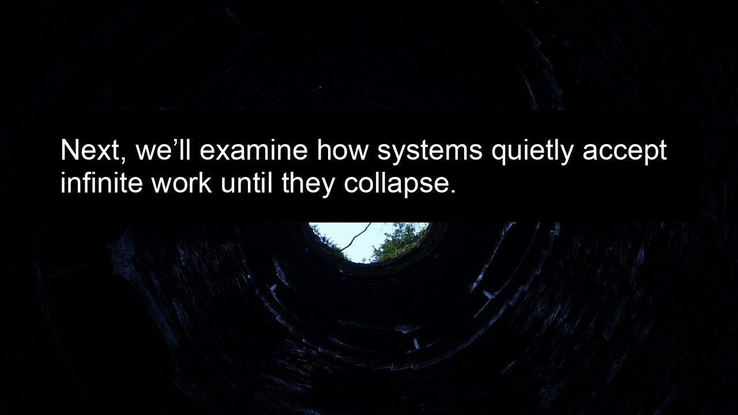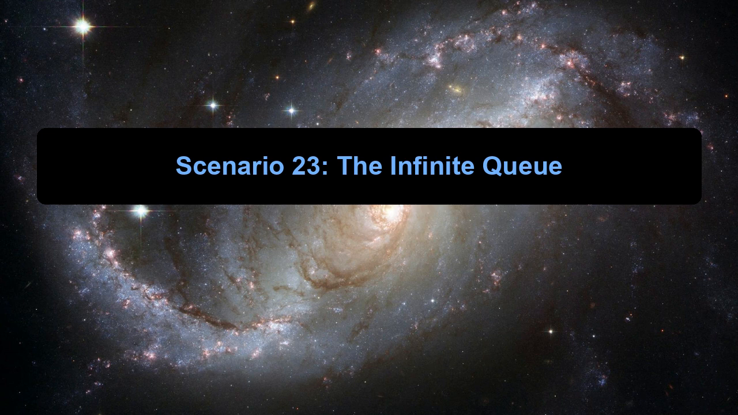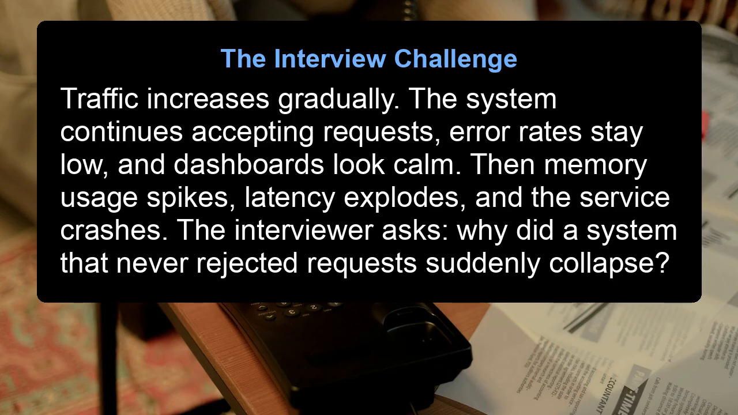Next, we'll examine how systems quietly accept infinite work until they collapse. Scenario 23, the infinite queue. The interview challenge. Traffic increases gradually. The system continues accepting requests, error rates stay low, and dashboards look calm. Then memory usage spikes, latency explodes, and the service crashes. The interviewer asks, why did a system that never rejected requests suddenly collapse?